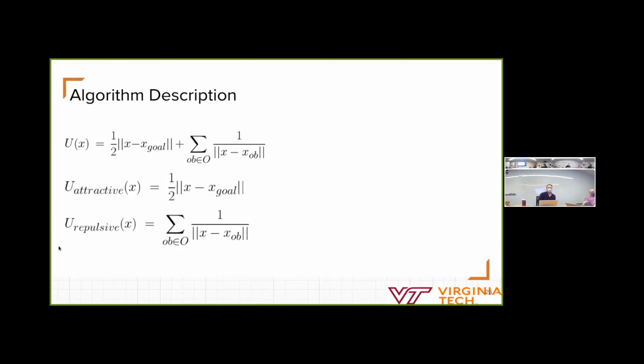This is the equation. I'm not really going to go into how this works. The important thing to know is that there are two components. There's an attractive component that will pull the user towards a specific location, and a repulsive component that will push the user away from specific locations. Together I call this the push-pull reactive algorithm, or P2R.